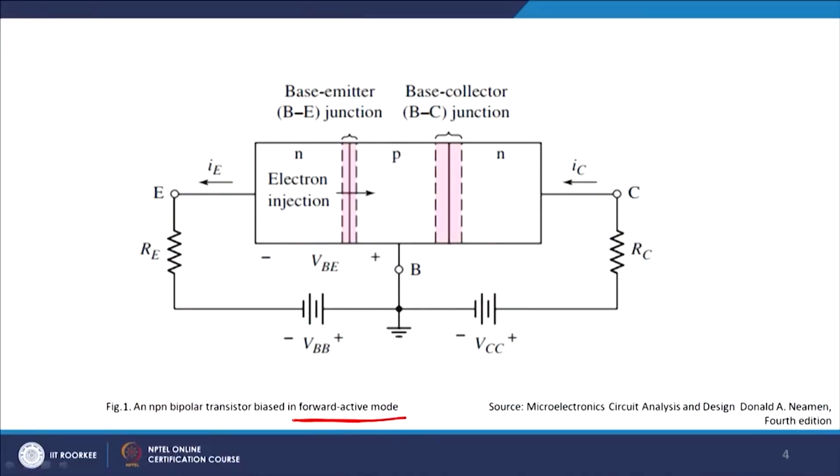Let us look, therefore, at the NPN transistor in the forward active mode configuration. We generally put an arrowhead here and an arrowhead here, implying that these are variable power sources or variable power supplies which you have.